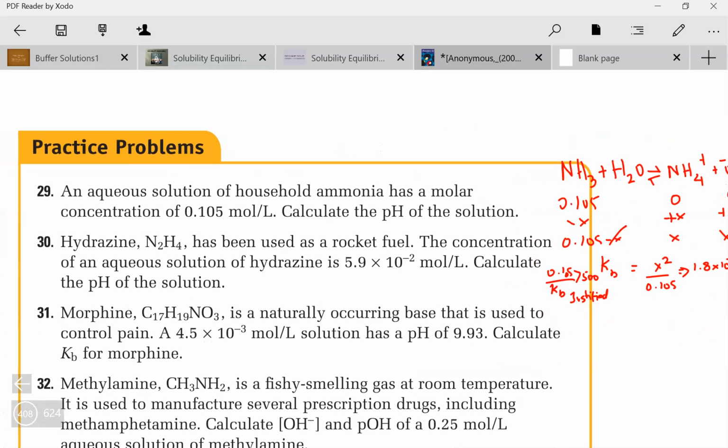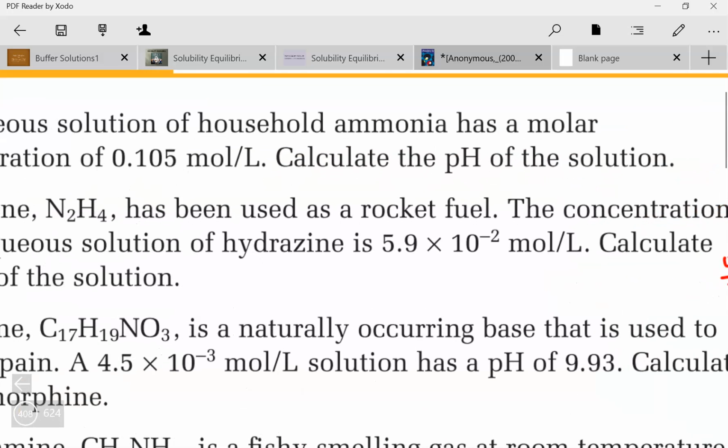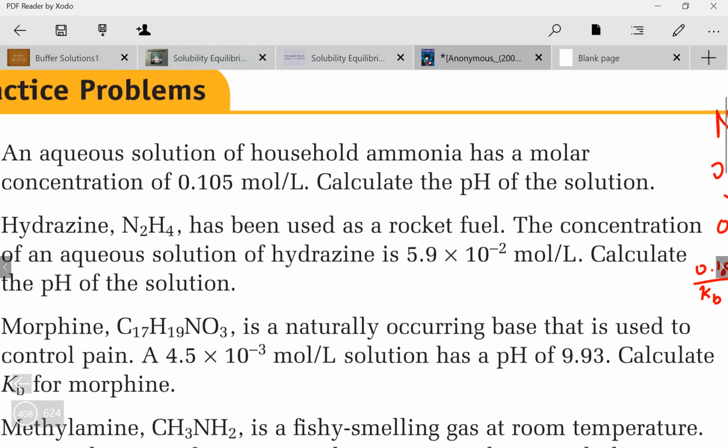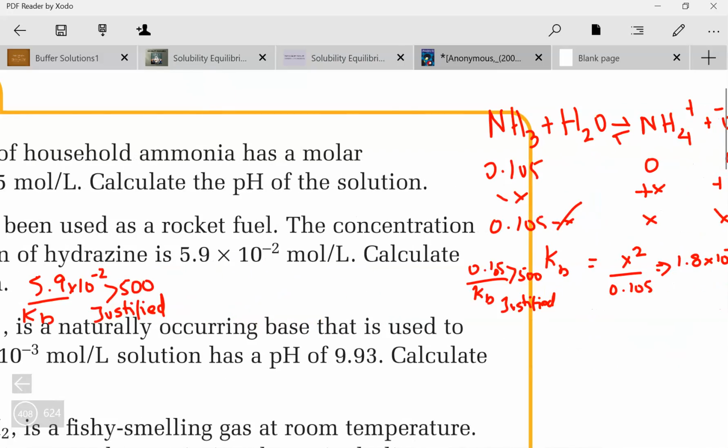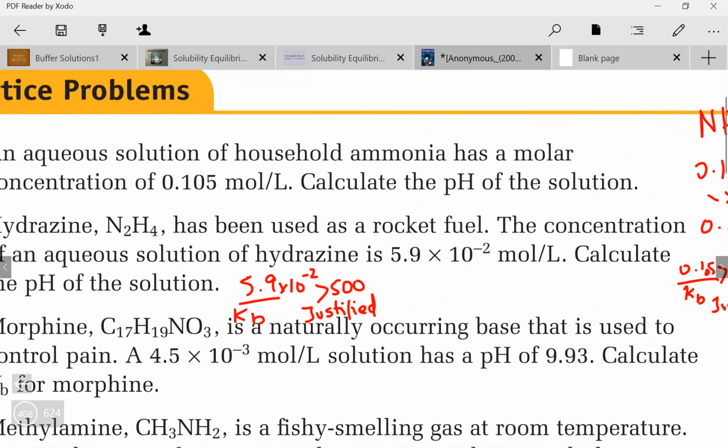So hydrazine is rocket fuel, given the concentration, calculate the pH. The exact same question, so I will do, again, the initial concentration. What is KB of hydrazine? 1.3 times 10 to the power negative 6. So I'll do 5.9 times 10 to the power negative 2 divided by KB greater than 500, justified. You can see how I'm just modifying this calculation. KB I found was 1.3 times 10 to the power negative 6.